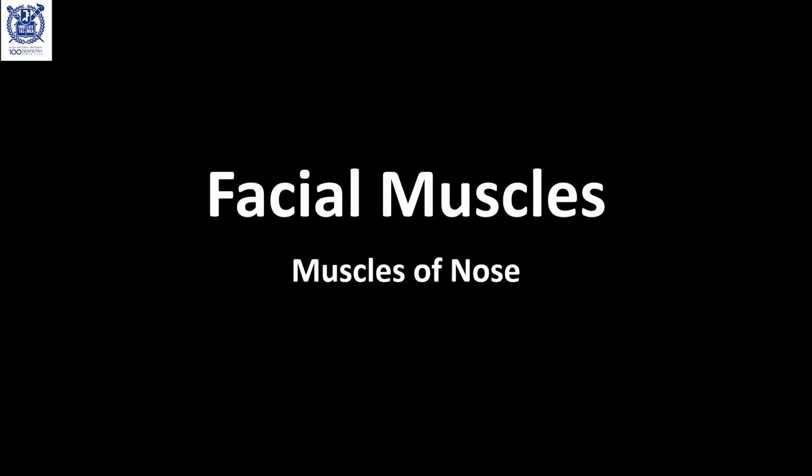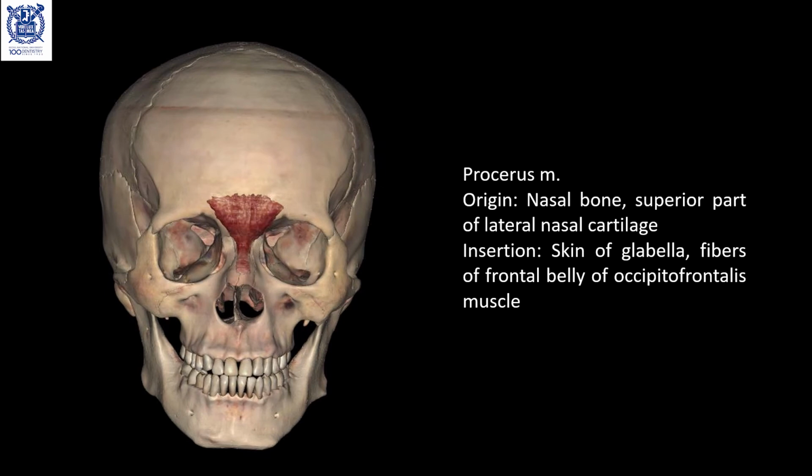Next, we are moving on to the muscles of the nose. Procerus muscle. It is a small pyramidal slip of muscle deep to the supraorbital nerve, artery, and vein. Procerus is Latin meaning tall or extended. This muscle arises by tendinous fibers from the fascia covering the lower part of the nasal bone and the superior part of the lateral nasal cartilage.